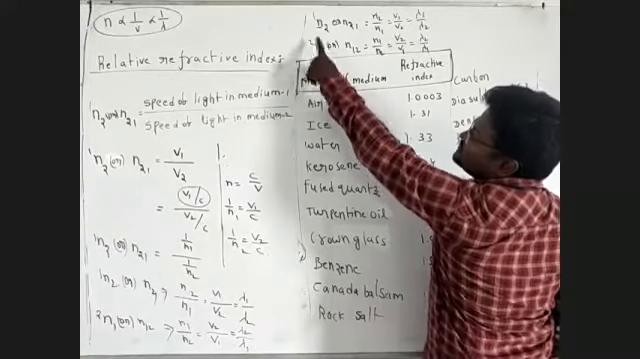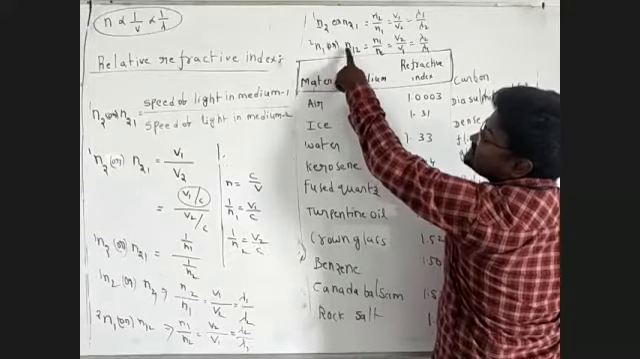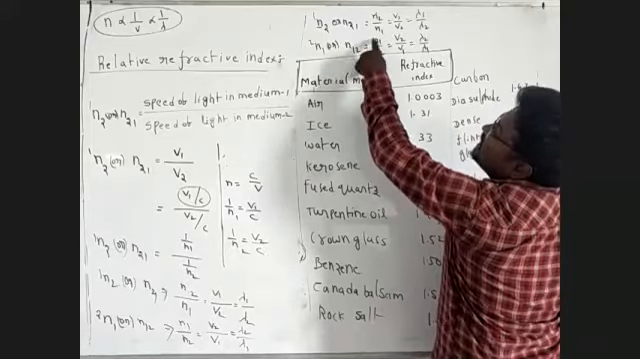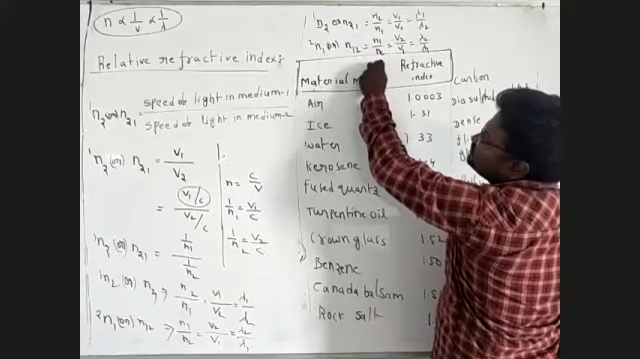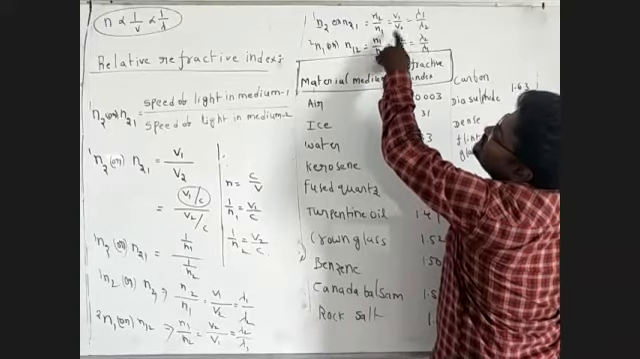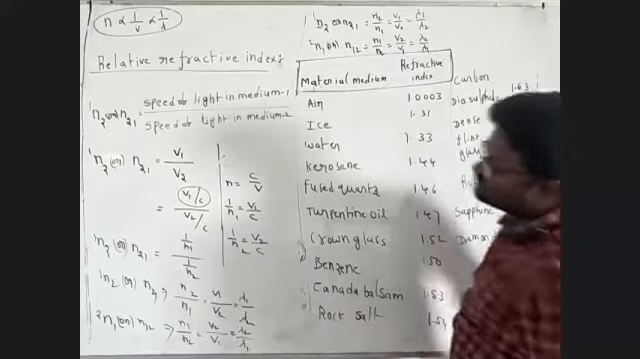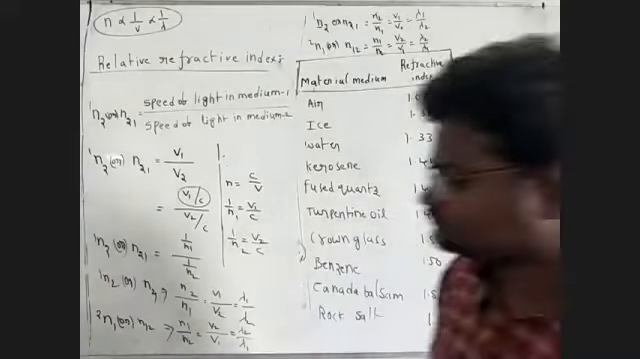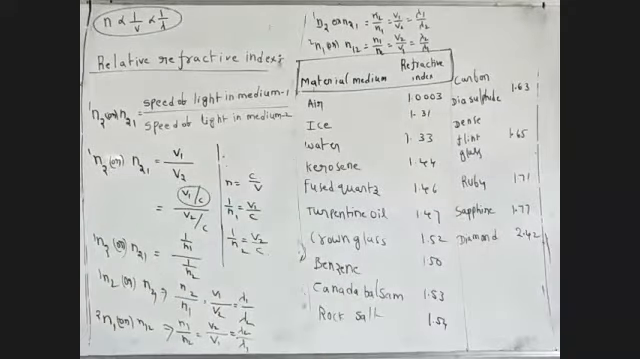Refractive index of medium 1 with respect to medium 2 equals V2 by V1, that is, the speed of light in medium 2 with respect to medium 1. That is your formula. Keep in mind that it is very important.